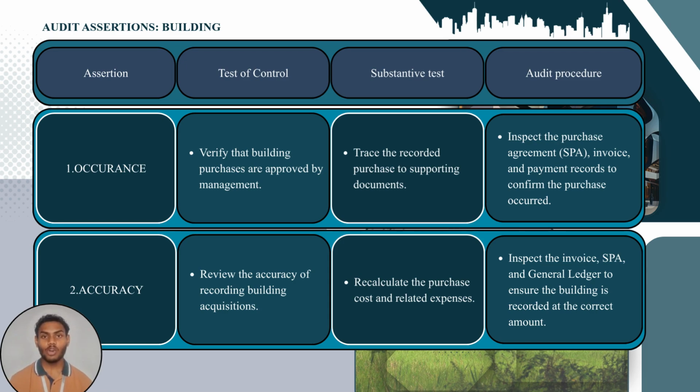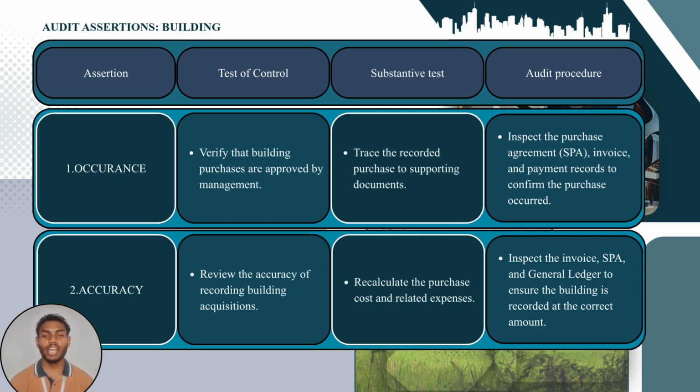Thank you. Now I'm going to continue with the audit assertions for acquiring a building. So first we have occurrence. Occurrence is important to the auditor to determine that the purchase of the building occurred during the accounting period with genuine transactions. The accounting exists for the building in the documents.